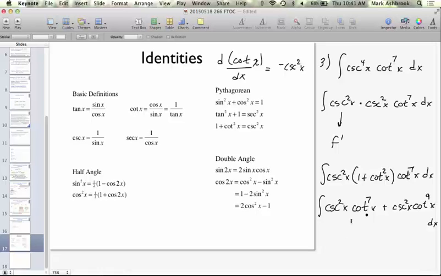And so now look, I've got cotangent to the 7th, and that's our g prime f, f being cotangent, so f prime is cosecant squared, or the opposite of. Same thing over here. So it's going to be 1/8 cotangent x to the 8th. But then I'll need a negative, right? Because the derivative of cotangent is negative cosecant squared, which we don't have a negative, so we need a negative. And then similarly, it'd be minus 1/10 cotangent to the 10th.